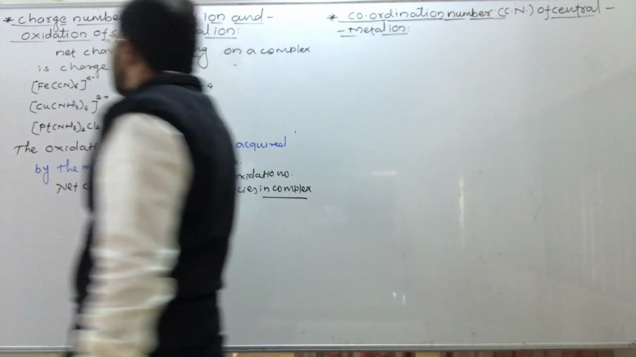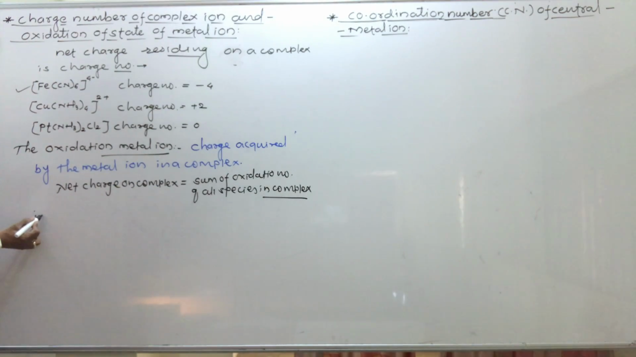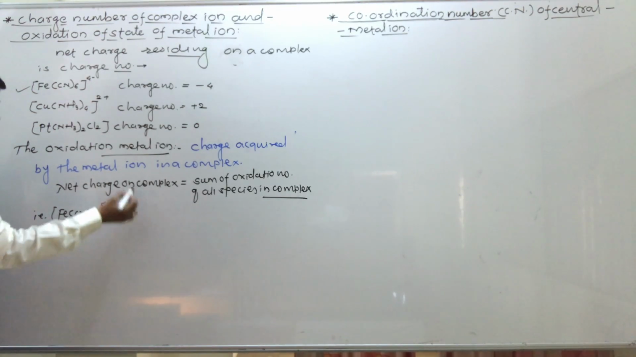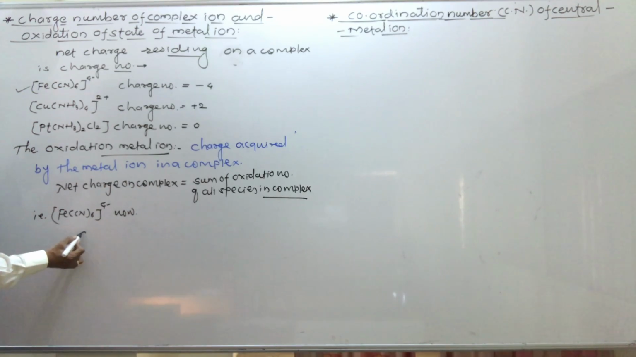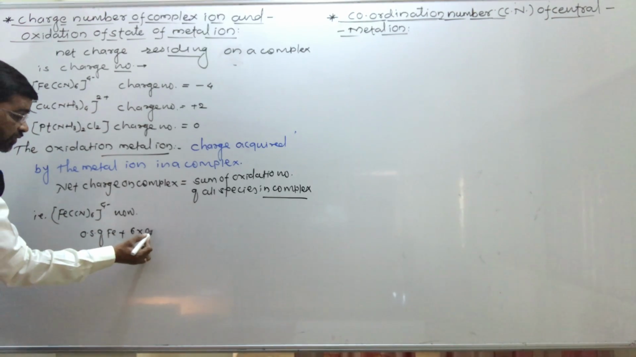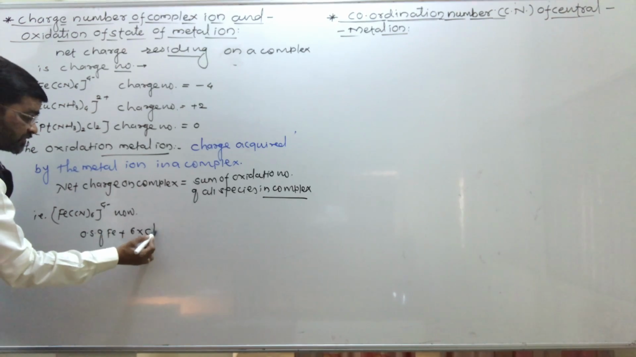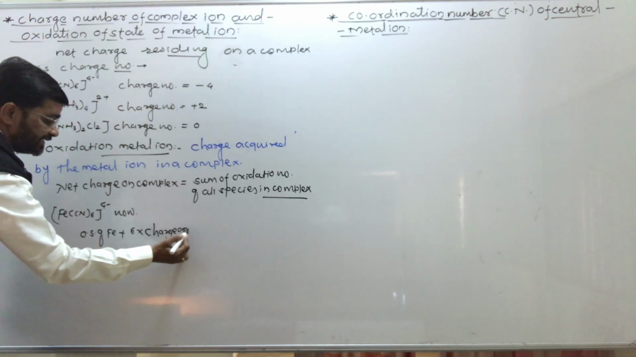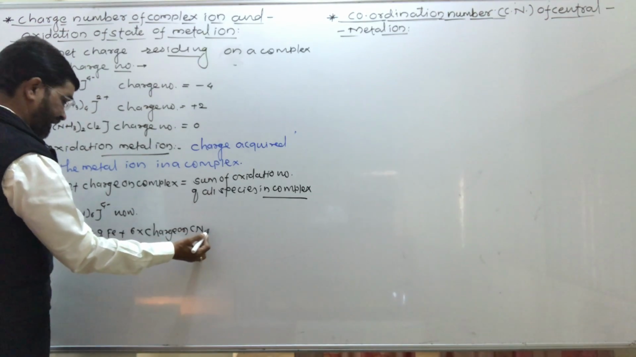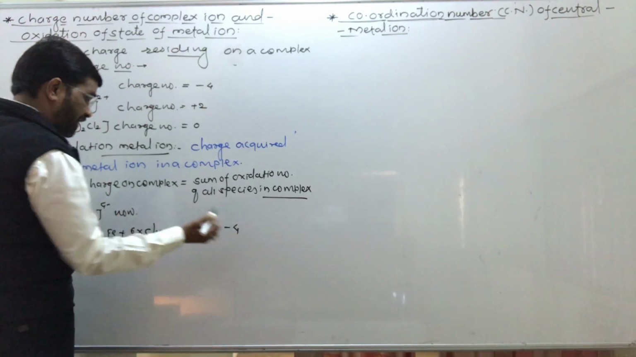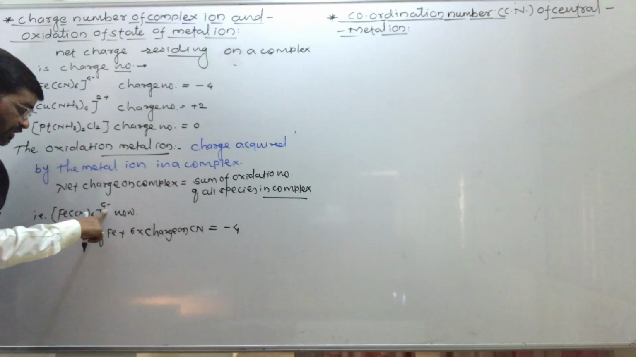So if you take the first example, [Fe(CN)6] with 4 minus, right? Now according to this formula, the oxidation state of Fe plus 6 times the charge on the cyanide ion, right, is equal to -4, which is the net charge on this complex.